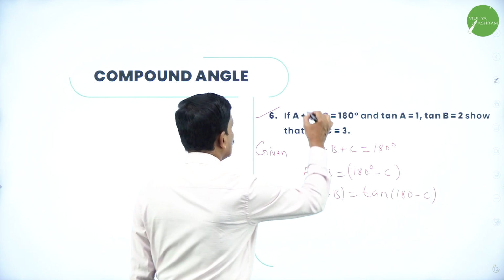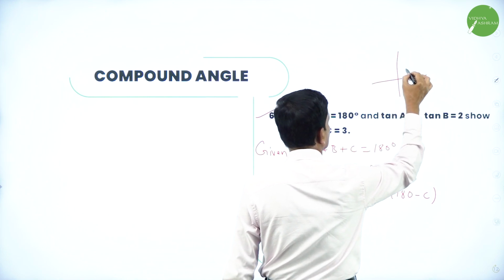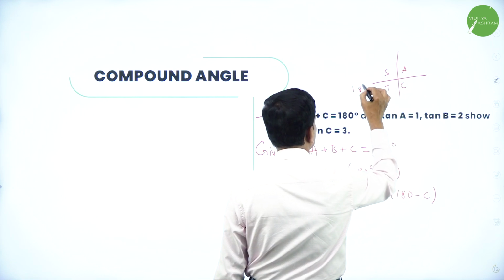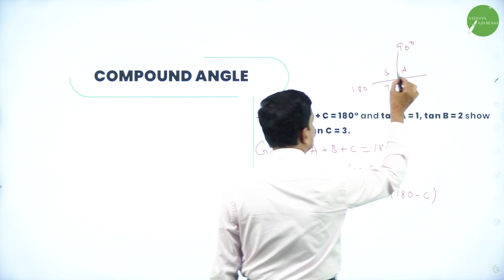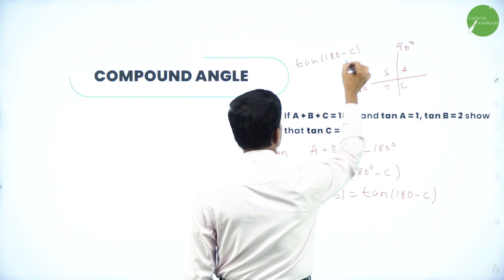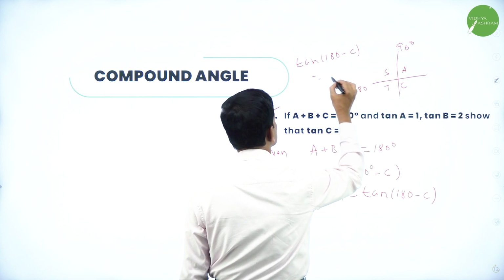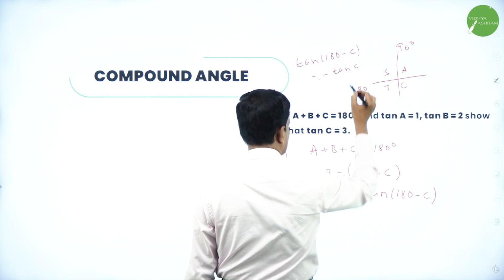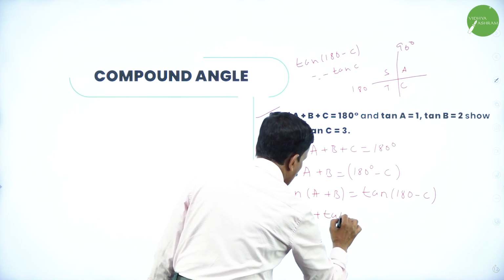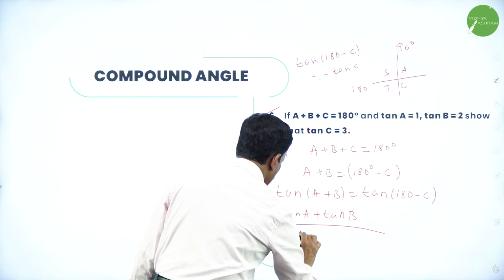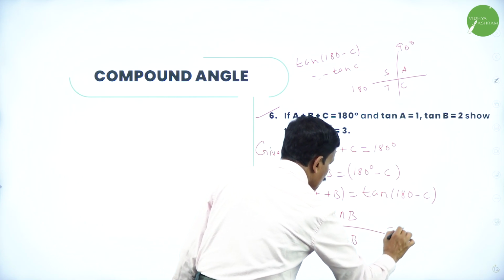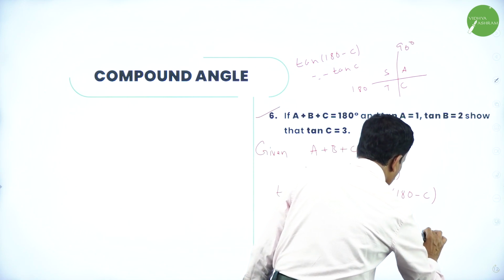Now what is tan 180 minus c? Tan 180 minus c comes in the second quadrant. This is A, S, T, C, with 180 and 90. Tan 180 minus theta comes in the second quadrant, 180 minus c. So in the second quadrant tan is negative. You will get minus tan c. So what is the formula for tan a plus b? Tan a plus tan b divided by 1 minus tan a into tan b is equal to tan 180 minus theta, which is minus tan c.